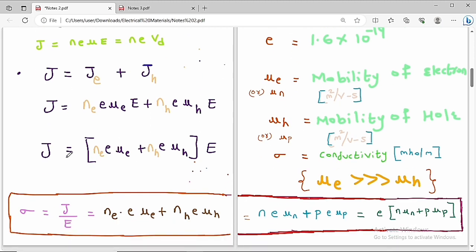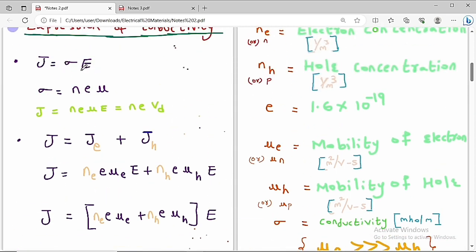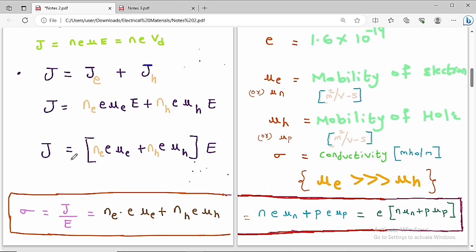Now what will I do? I will divide J by E. J by E is nothing but, sorry, the electrical conductivity. So the overall electrical conductivity, sigma, is equal to J by E. So into J by E, what are we going to get? n_e into e into mu_e plus n_h into e into mu_h. So this is what we are going to get.